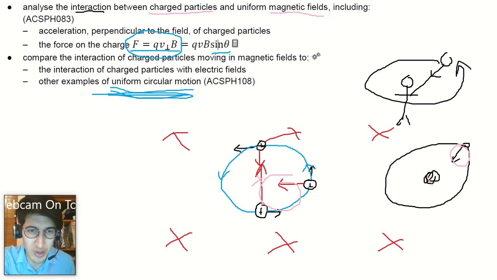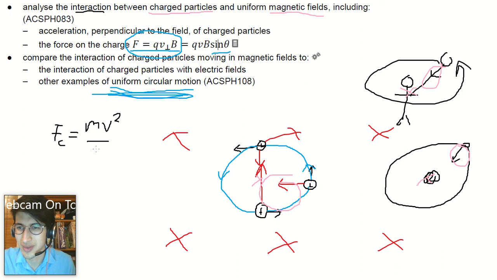That's what happens with all uniform circular motion. Because of this, we can use the uniform circular motion equation. The centripetal force is equal to mv squared over r. Okay, and that centripetal force, because it's caused by this interaction, is also equal to qvB sine theta, or qvB as long as both of them are perpendicular. And so you can change your equations around.